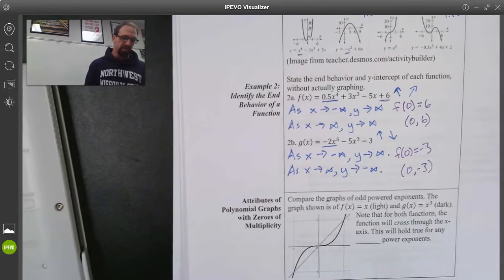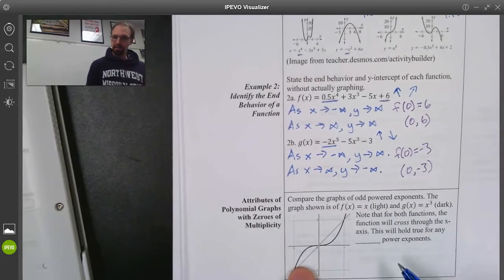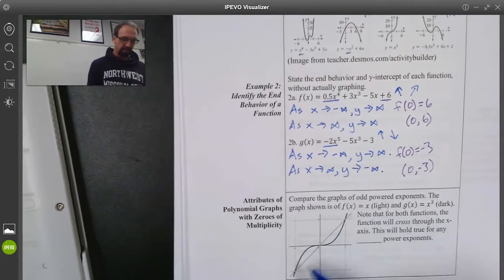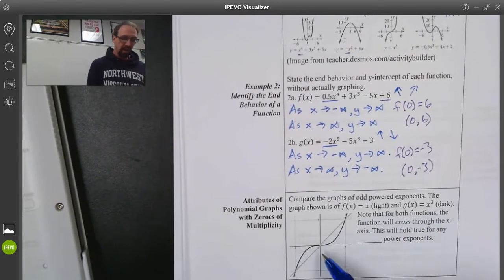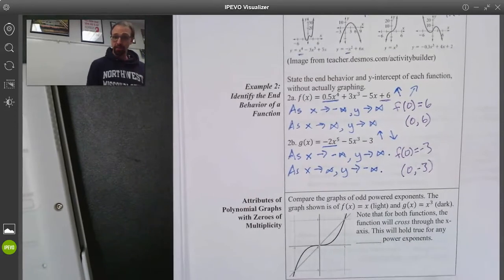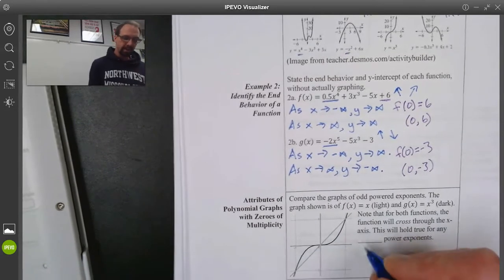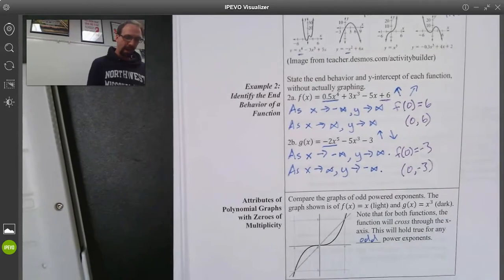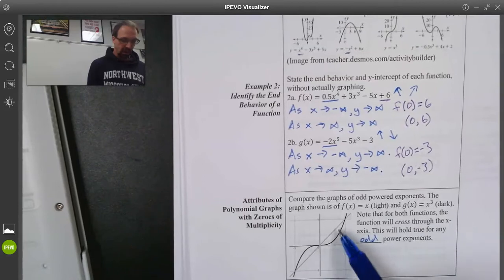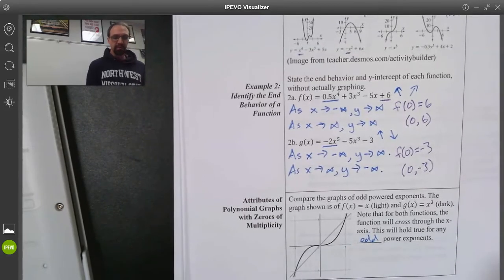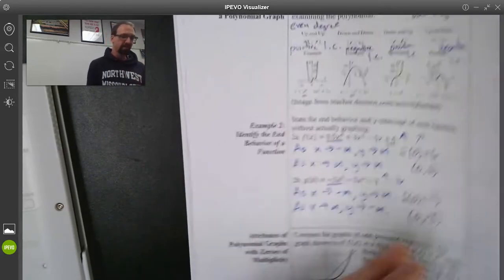So in this particular example, we're talking about two different types of graphs. We have f of x equals x, the light colored one, and g of x equals x cubed. Note that for both of these graphs, the function crosses through the x-axis, and this is because this is an odd power exponent. When you have an odd power exponent, you will always intersect or cross through the x-axis.